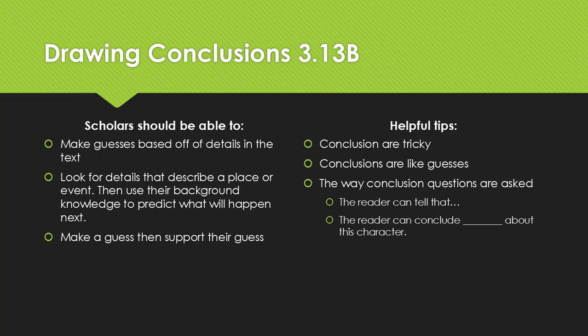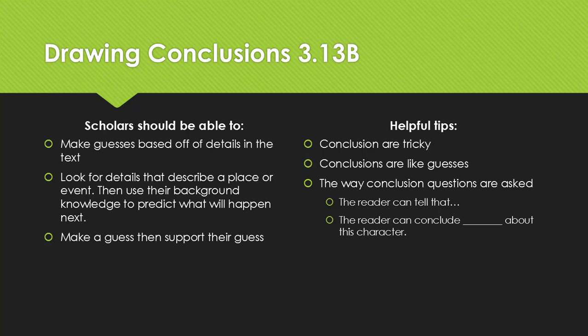Some helpful tips for conclusions. Conclusions are tricky. Sometimes kids just get in their way of like, this is what I would do next. And so they don't focus on the evidence and the supporting details of what the text is telling them. They're relying only on background knowledge. So we have to make sure that we are bridging the gap between background knowledge and text evidence. Once again, driving home the point that conclusions are like guesses. I'm literally asking you to guess on what you think will happen next using the evidence from the story.